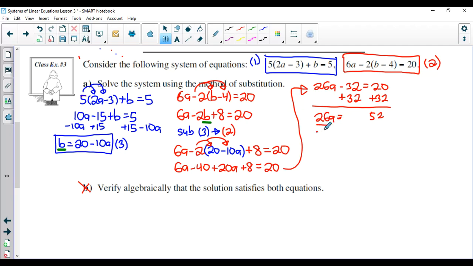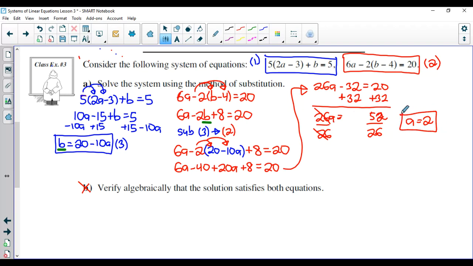Solve for a, so we divide by 26. Divide by 26. Sorry, this is a 2 here. The 26s cancel, and 52 divides evenly by 26, which gives you a is equal to 2.